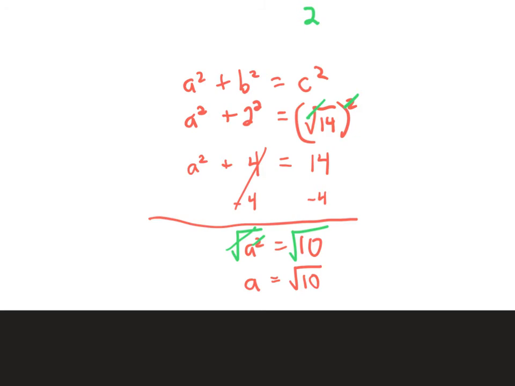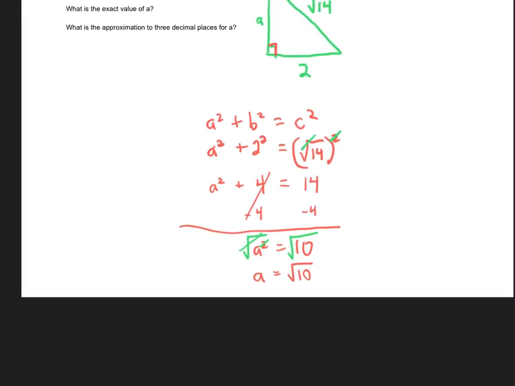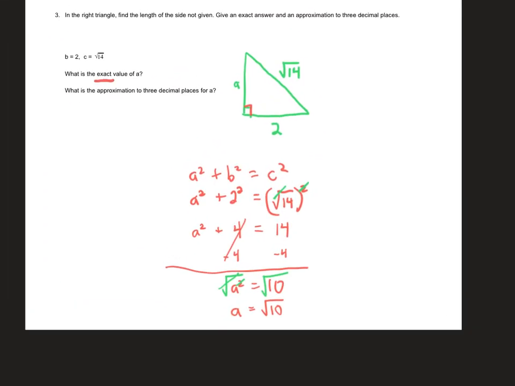square root of 25 where it just turns into 5. Square root of 10, though, is an exact value. So we would put in square root of 10 for that first answer. And then an approximation, if you put that into a calculator, square root of 10 will give you 3.16227.